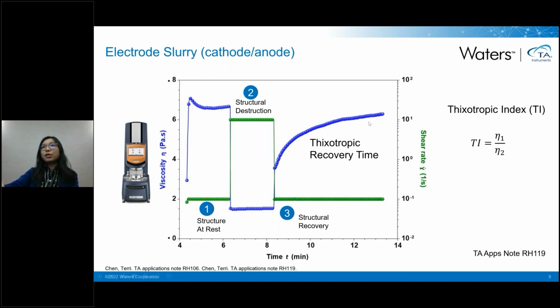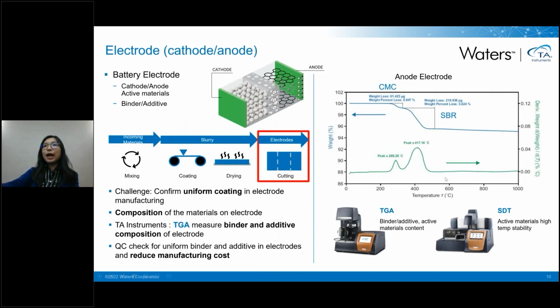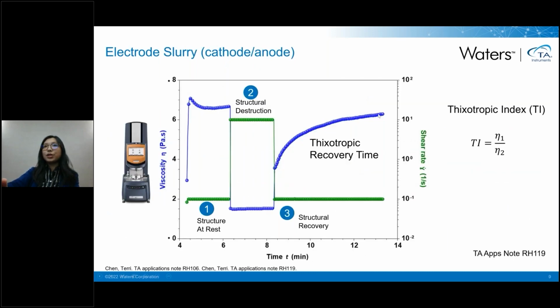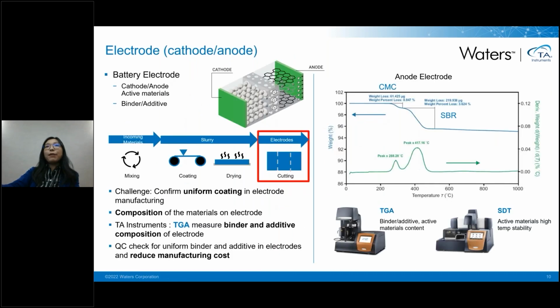The thixotropy index is measured by looking at the difference between the low shear rate viscosity and the high shear rate viscosity that we measure there. The recovery time looks at the change as the structure recovers. And after you make the electrode and dry it, you also want to understand how well the coating process went. Is the electrode going to be uniform over time?